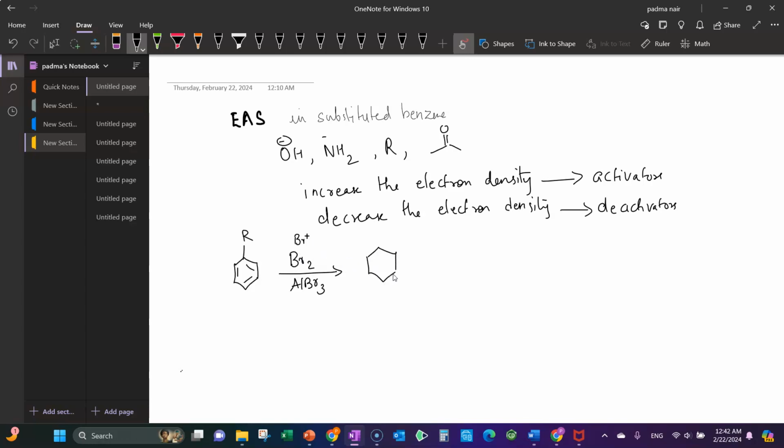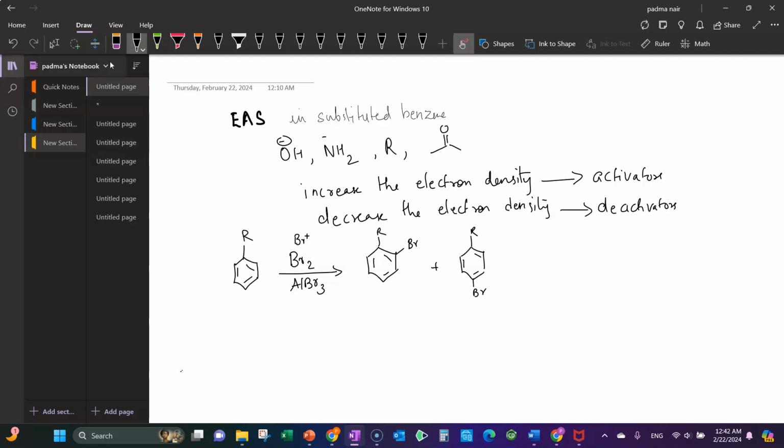The alkyl group directs the incoming group to either the ortho position, so the Br will occupy the ortho position, or it will occupy the para position with respect to the R group. We do not see products where the Br is substituted anytime at the meta position when we have the alkyl group as my first substituent.